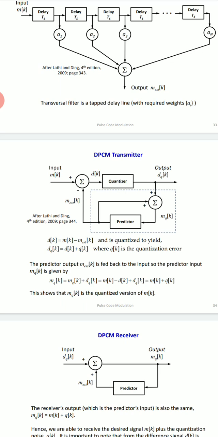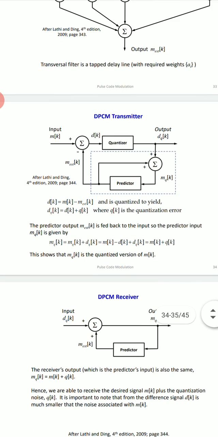Thus delta modulation is a one-bit version of differential pulse code modulation, but it also suffers from the same slope overload and granular noise for fast varying signals. So we can say differential pulse code modulation will also have quantization noise, similar to delta modulation and pulse code modulation.